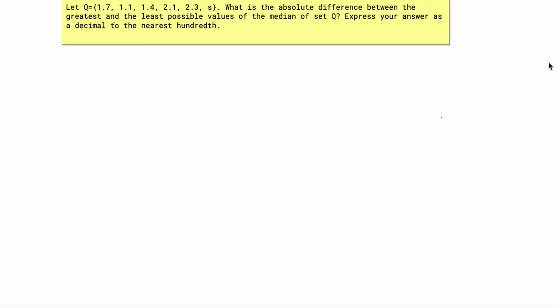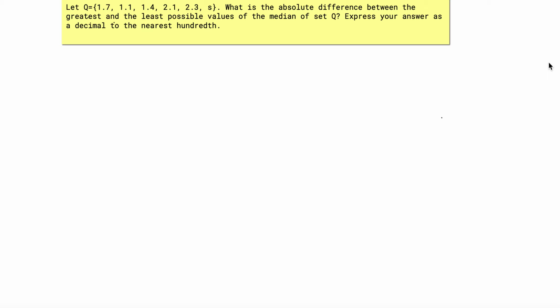Let's take a look at this question. It says let Q, and Q is a set here with some numbers, and if you look at the last number, it has 5 numbers here plus a letter S. So S is some number which is not given, but that's interesting, and we need to think about why that S is given, because the question is based on that S.